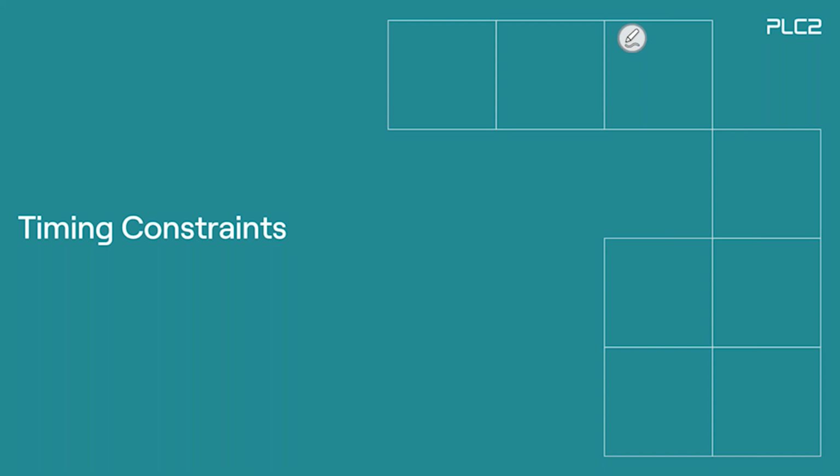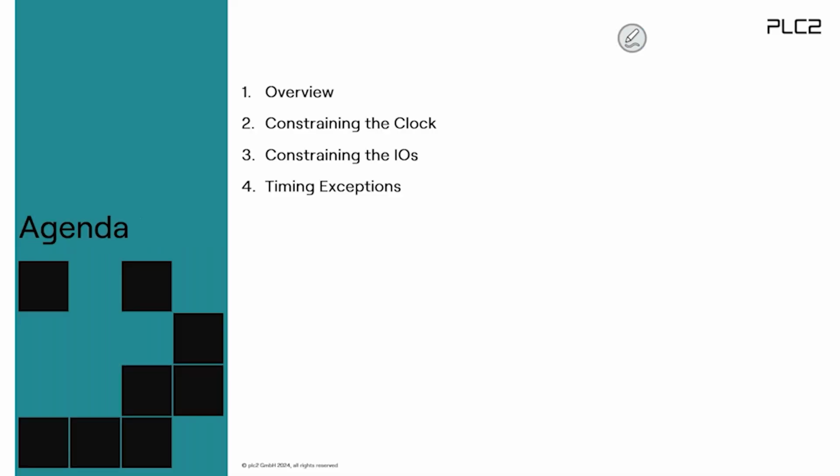Now let's start with our webinar talking about timing constraints. Okay, first the agenda. After a short overview, I will talk about how to constrain the clock. The clock is one of the widely used signals in our FPGA, so we need to understand how we can constrain the clock.